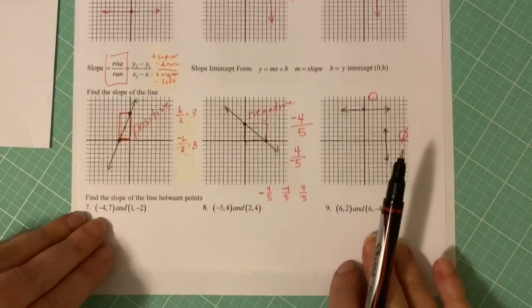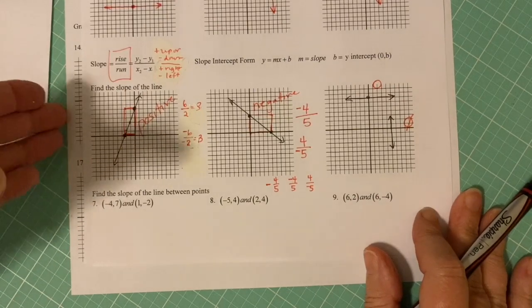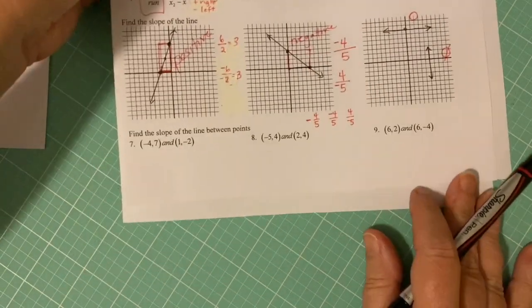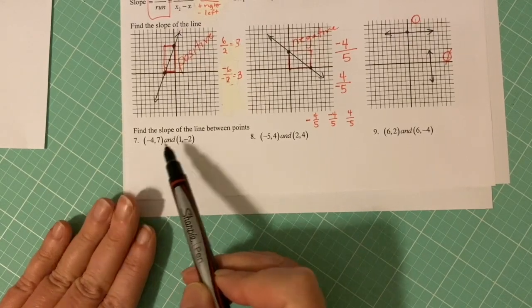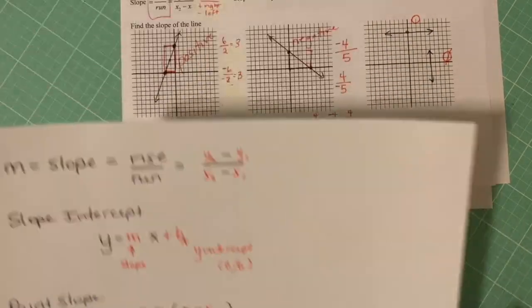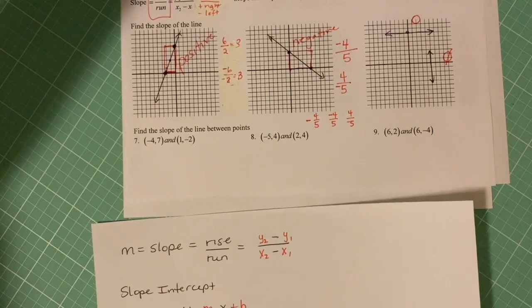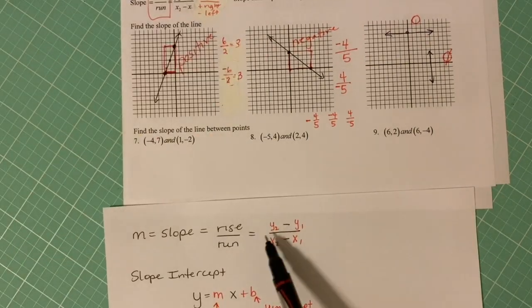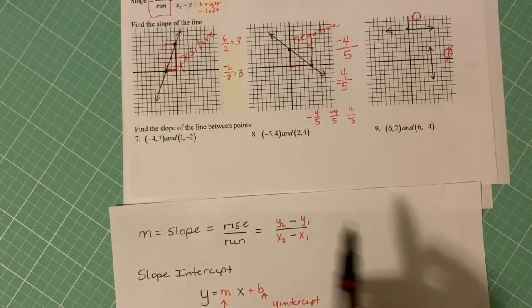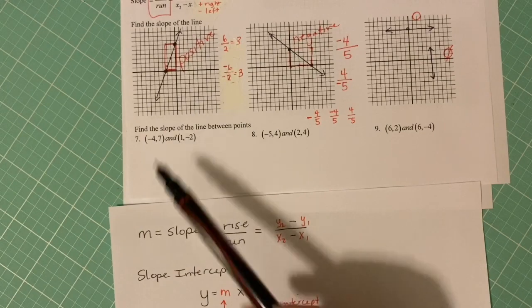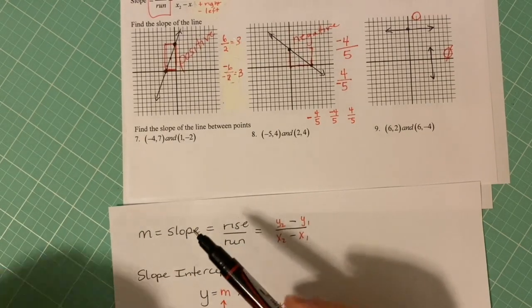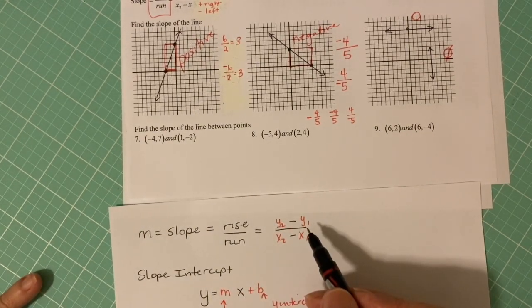Okay, this next part is telling you to find the slope. It's giving you 2 ordered pairs. And so for this one, we're going to want to use our formula. We're going to use this formula, y sub 2 minus y sub 1 over x sub 2 minus x sub 1. You could graph them and count off just like we did before. But if you don't have graph paper, it's much easier to just use this formula.